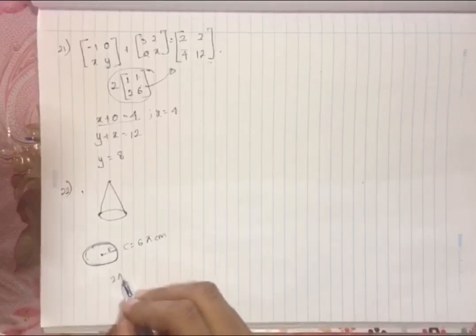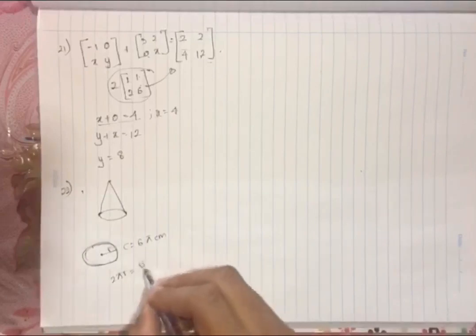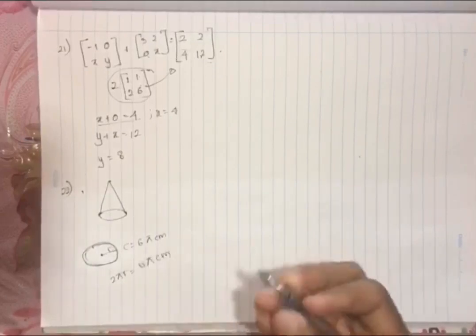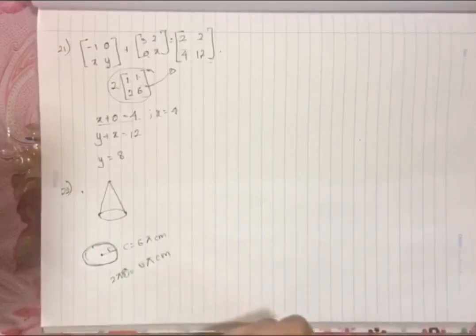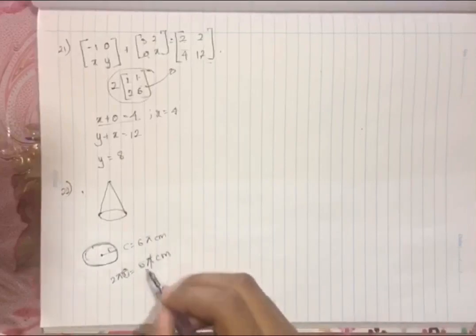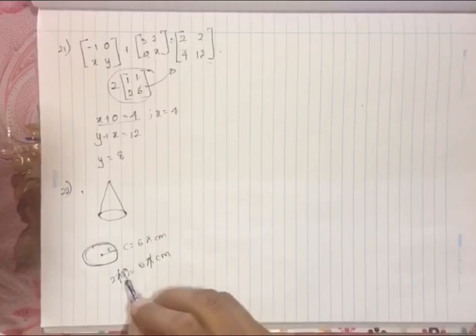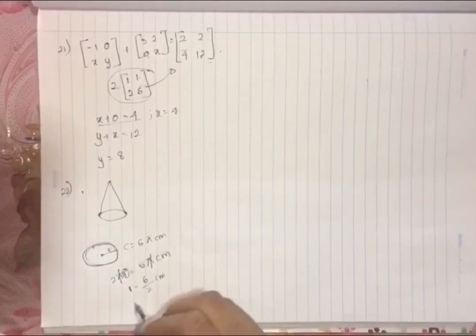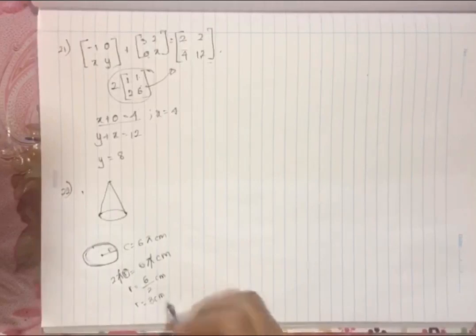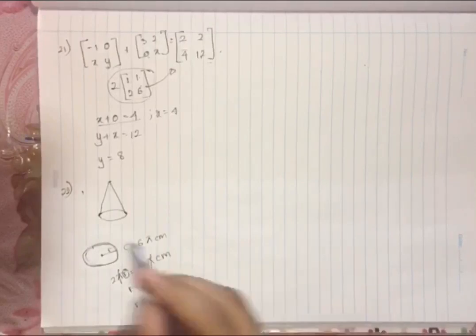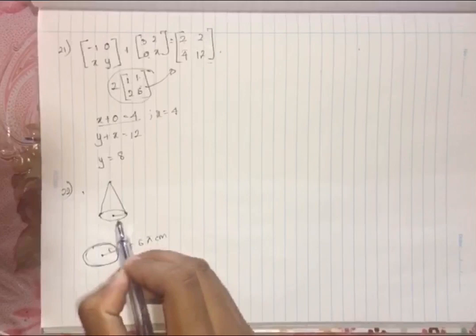Circumference means 2 pi r. 2 pi r is equal to 6 pi centimeters. So you have to find out how much this r is. So we can cancel the pi. Let us make r the subject. So r is equal to 6 divided by 2 centimeters. r is equal to 3 centimeters. Now you have found r. That is here. You know r.